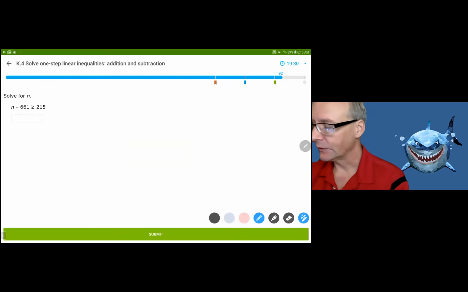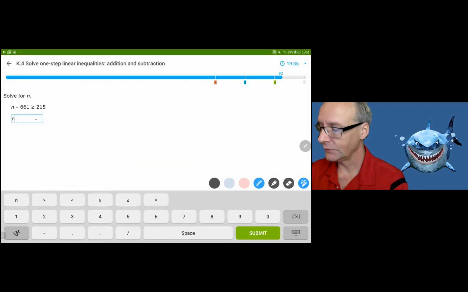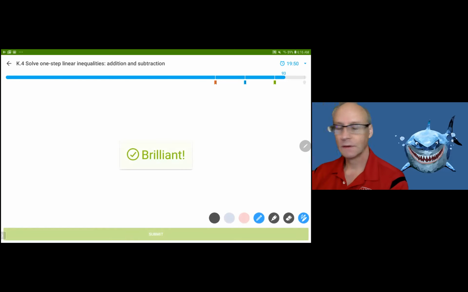And let's see, we're going to add 661, and again, no carries. It's going to be an easy one. Greater than or equal to, make sure you get the right inequality in there. And we're going to add the 661, which is going to be 876. And it is positive, and I double checked my addition. Always good to do that.